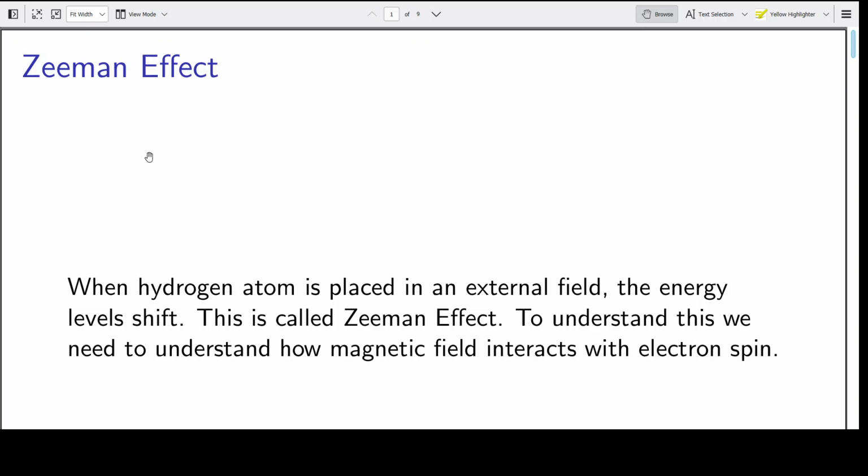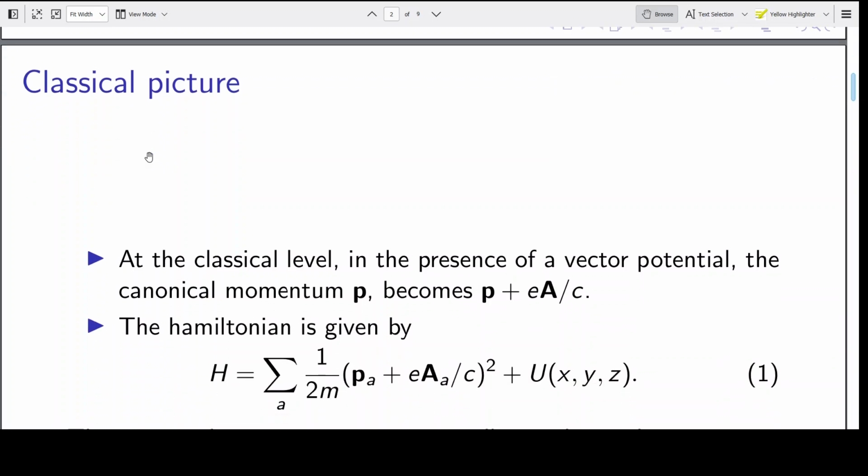Welcome you all to the lecture on Zeeman effect. When a hydrogen atom is placed in an external field, the energy levels shift. This is called Zeeman effect. To understand this, we need to understand how a magnetic field interacts with electron spin. At the classical level, in the presence of vector potential, canonical momentum P becomes P plus eA by c.